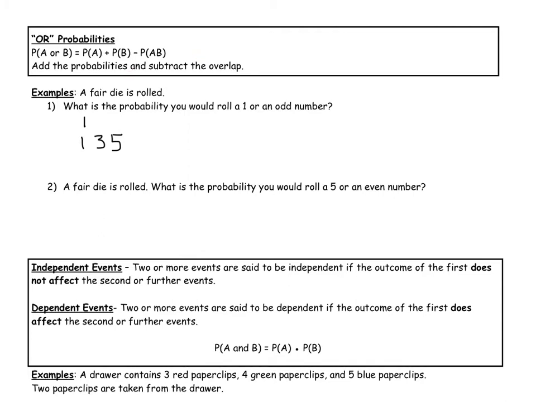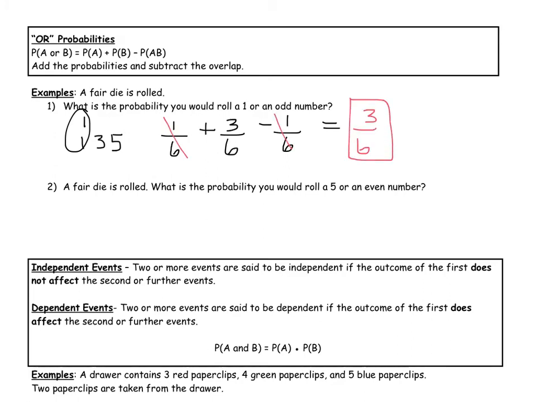So if you wanted to be technical with the formula, we could just say that the probability you roll a 1 is 1 out of 6. Add the probability that you get an odd number, which is 3 out of 6, and then subtract the overlap. Here's my overlap. There's 1 out of 6, which is repeated. So these will cancel, and you'll be left with 3 out of 6, which reduces to 1/2. Or you could just look at the problem like we're going to do for number 2.